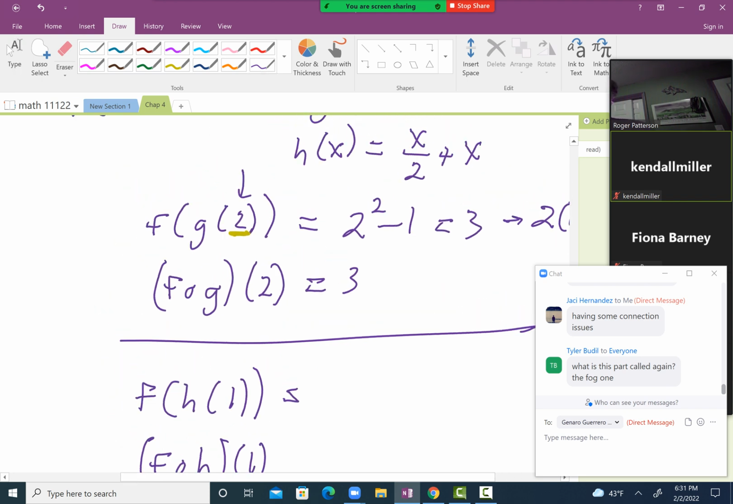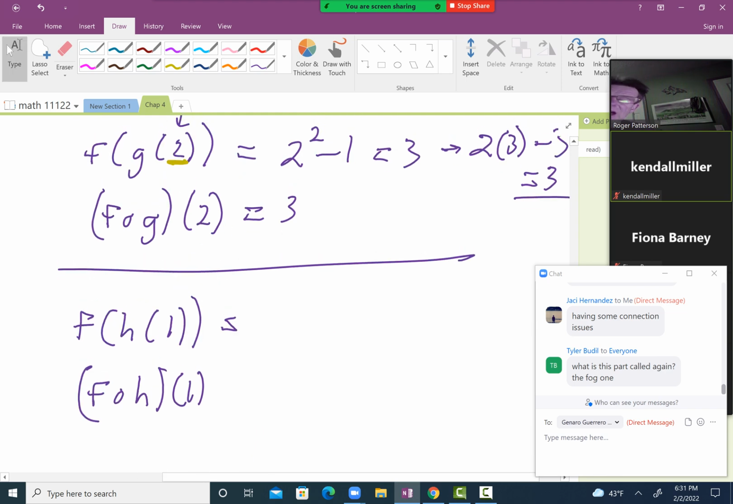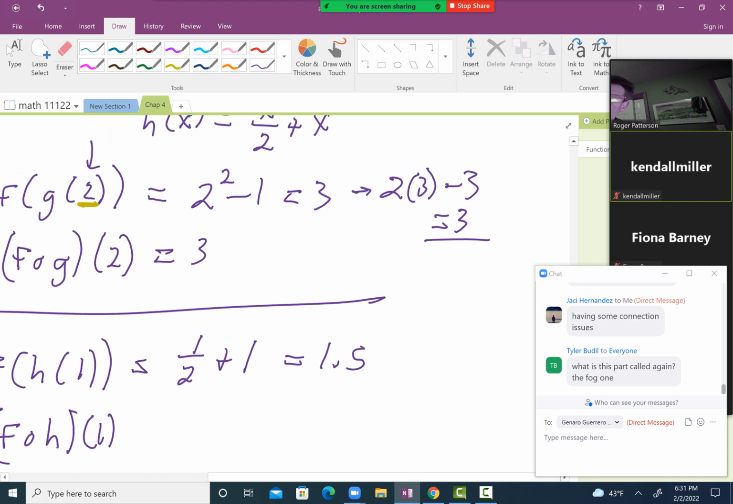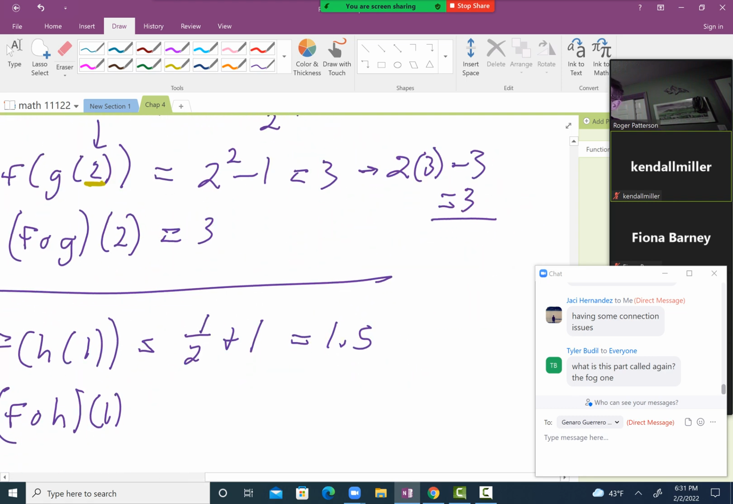So I do the inside out. You start with the inside, so that's h of 1. I come up here to the h function. Wherever I see an x, I put a 1 there. So this gives me 1.5. That becomes my output. So 1 is the input, and 1.5 becomes the output. Now I take that 1.5 and put it into the f function. So this is 2 times 1.5 minus 3. 2 times 1.5 is 3, minus 3 gives me 0. So my answer is 0. So 1 is the input and 0 is the final output.